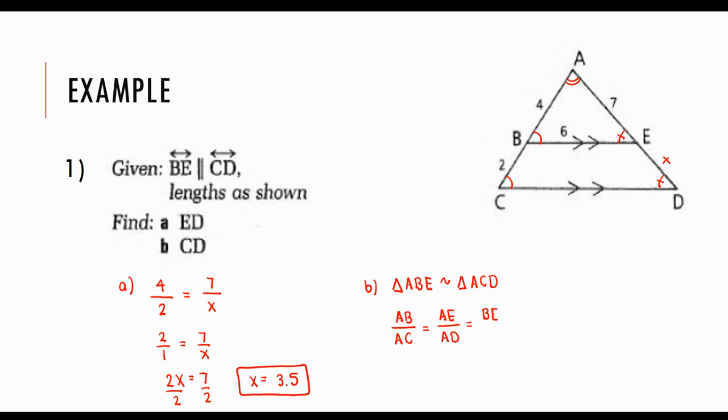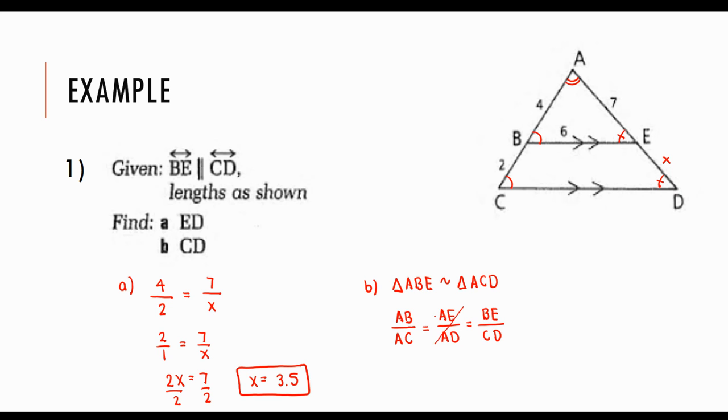BE is going to be corresponding to CD. Okay, so from that, we really only need two ratios that are going to help us out. Because I know that we've got ED, which is 3.5, that would mean that AD is going to be a decimal.